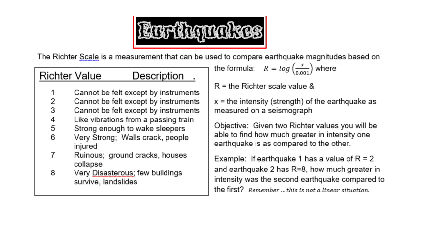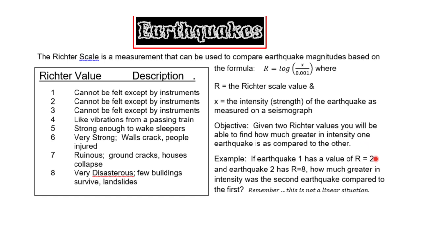So we're going to compare earthquakes, ultimately, is what we want to do. This is the formula they use to come up with that Richter scale number. The Richter scale number is the logarithm of the intensity, or the strength of the earthquake, divided by 0.001. And the intensity we will have to give you because it's measured by the seismograph. Okay, so here's what we're trying to do today. I'm going to give you two different Richter values, and you've got to figure out how much greater in intensity one earthquake is as compared to the other.